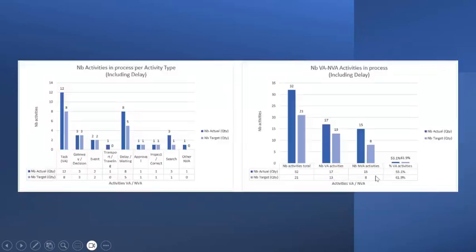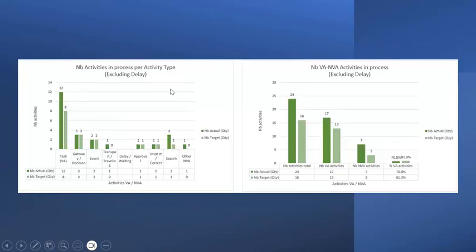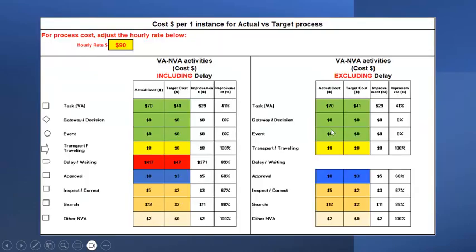So let's go into the graphic. I focus on the graphic all the time. Basically, the number of activities total, we go from 32 to 21. The number of non-value-added activities, we went from 15 to 8. That's really good. Still potential for improvement. This is excluding the delay, so we go from 24 to 16 activities. And basically, that's it. And now we're going to the cost side.